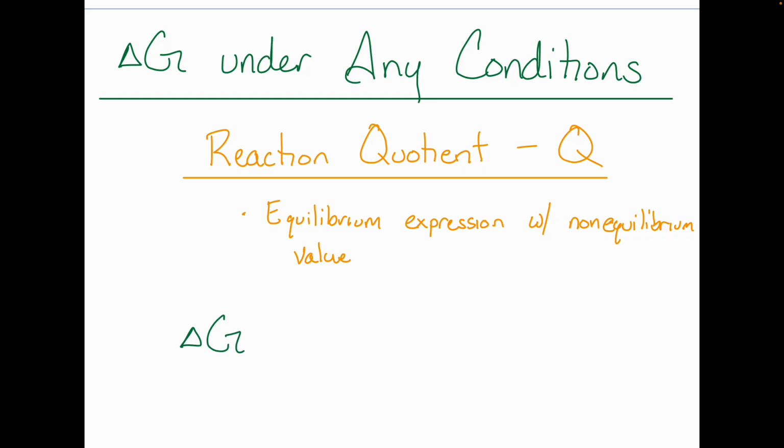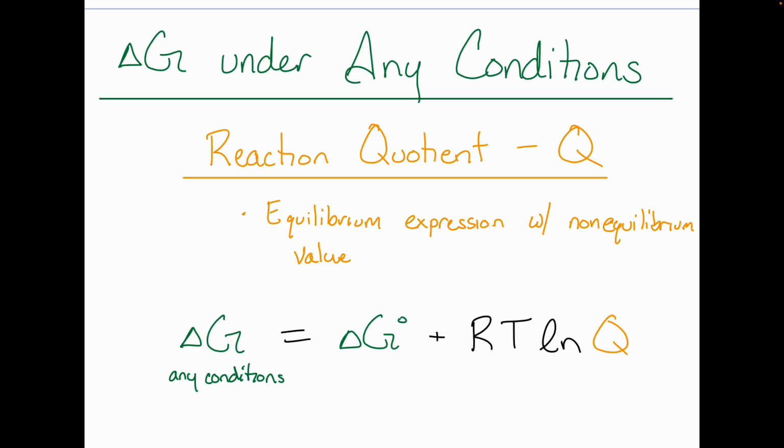We're going to utilize this reaction quotient. We can get the delta G of a reaction under any conditions using this equation, where we take our delta G under standard conditions, delta G naught, and add RT natural log of that reaction quotient Q. So this is how we plug in any conditions, because we can plug any conditions into our reaction quotient. This is how those conditions factor into our delta G calculation.